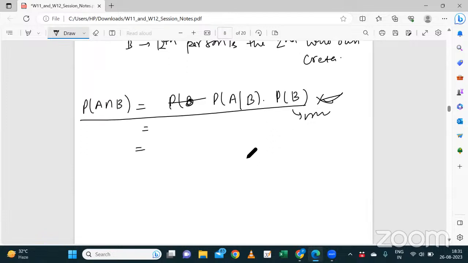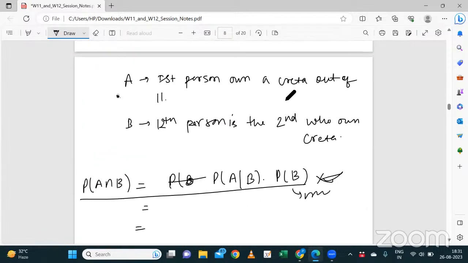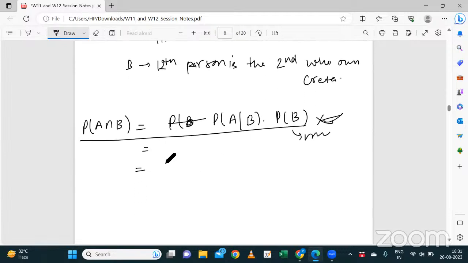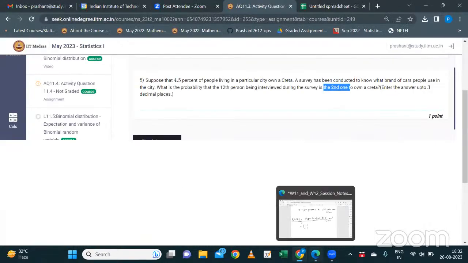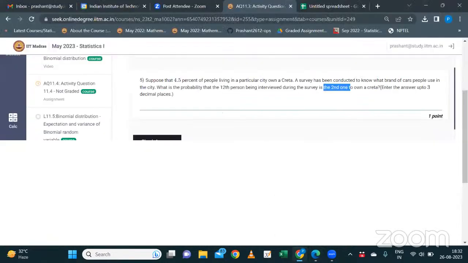Now, the first person is owning the Creta. In how many ways can I choose the first person? It can be anyone out of the 11, so 11C1. I'm saying one person is selected. So what is the probability of owning the Creta? 4.5%.